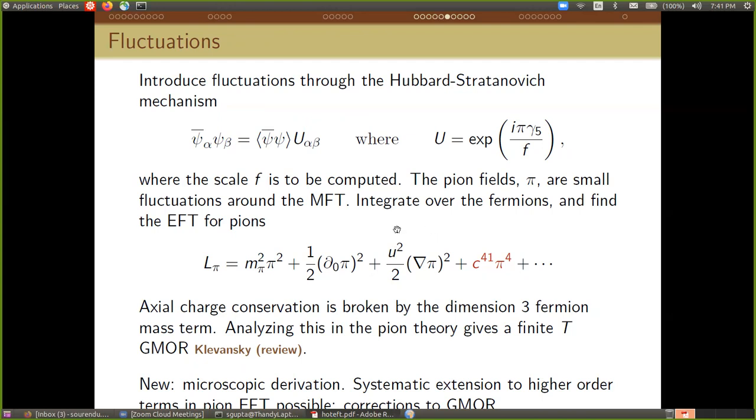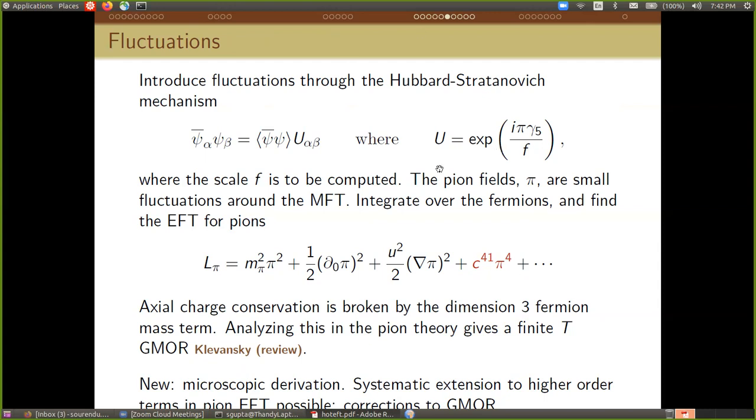And the way we look at fluctuations is to use the Hubbard-Stratonovich mechanism, which introduces pion fields in the usual way. And we have to input some typical scale F for the pion field. If you look at Weinberg's book, at the old chiral theories, then the scale F is the pion decay constant F pi. But here we are working at finite temperature, so I will not make this identification. So we write down pion fields, we trade these fermion fields for pion fields. And we will integrate over the quark fields and we'll get an effective theory for pions.